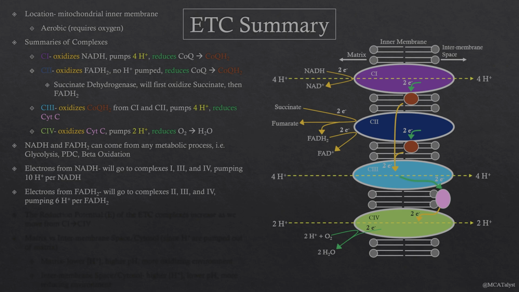The electrons from FADH2 will skip over complex 1 and start at complex 2, then passing electrons onto complex 3 and 4. This is going to allow the electrons from FADH2 to pump only 6 protons per FADH2. Just as a reminder, FADH2 is not as efficient of a proton pumper as NADH. This will be important later whenever we get to oxidative phosphorylation.